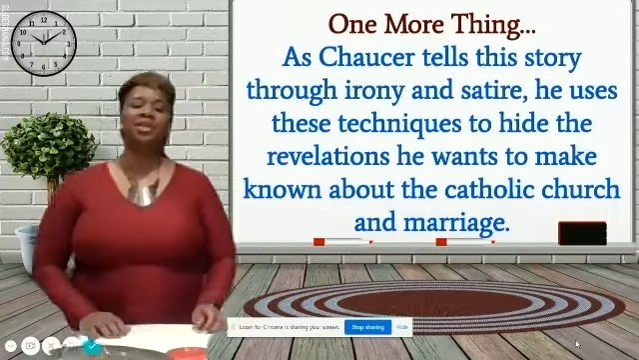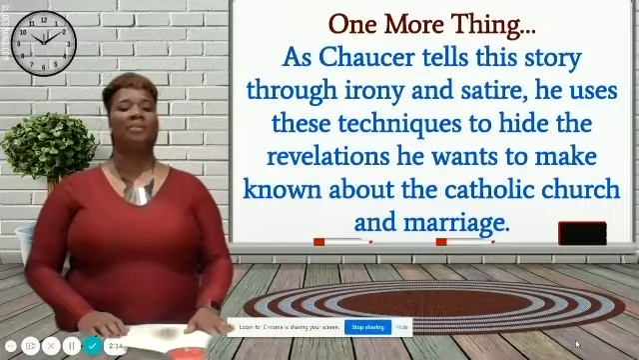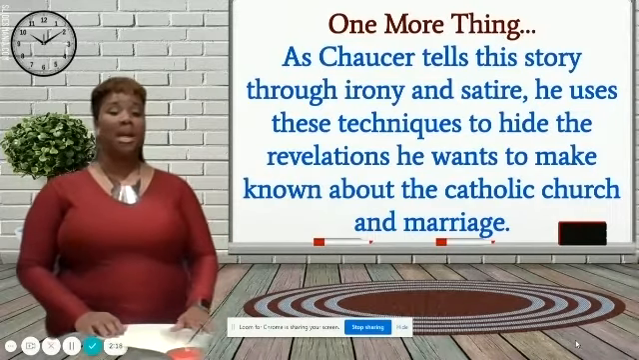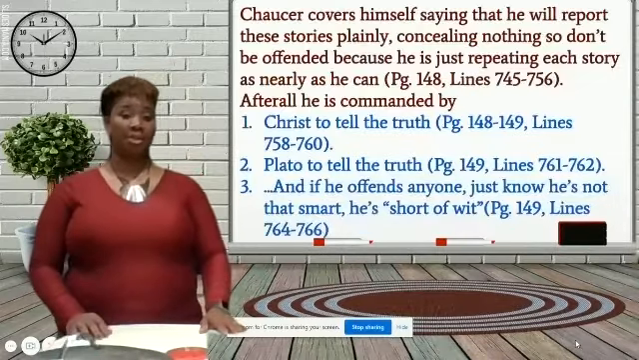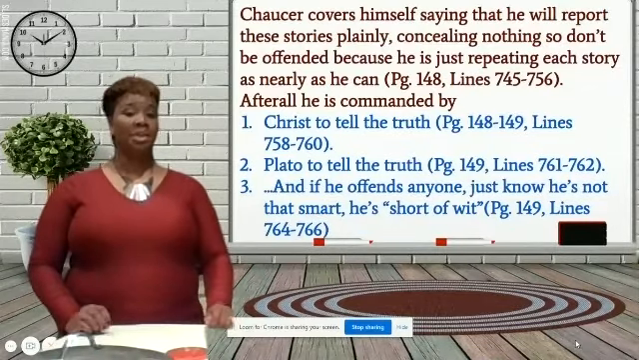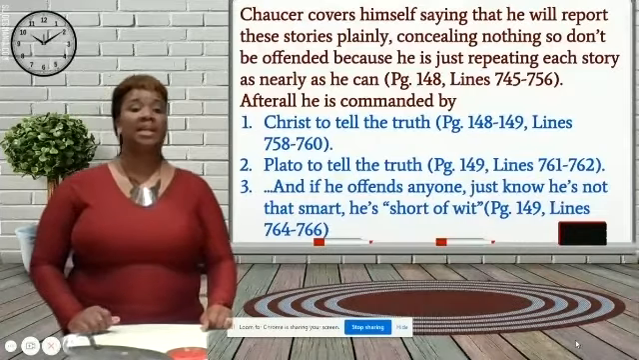As Chaucer tells this story, through irony and satire, he uses these techniques to hide revelations he wants to make known about the Catholic Church and marriage. So he's going to tell his story under the guise of his characters. Now, Chaucer covers himself, saying that he will report the stories plainly, concealing nothing.